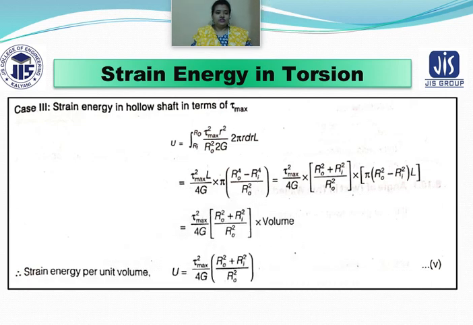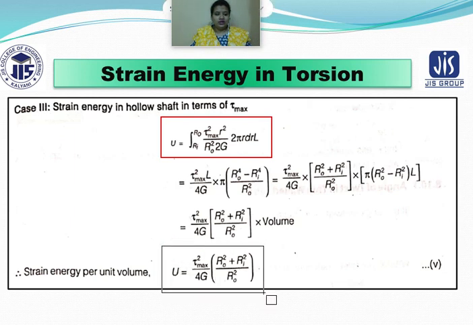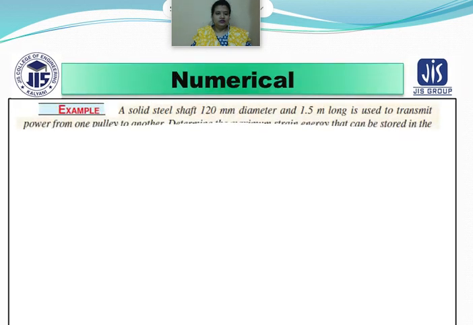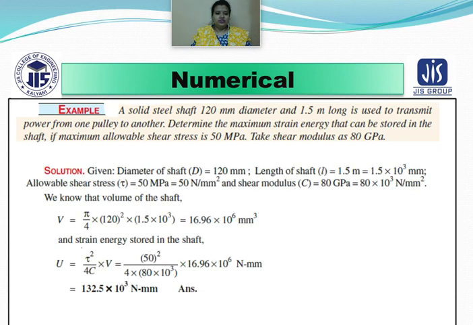And the third case is strain energy for a hollow shaft. When integrating for a hollow shaft, it will not be from 0. Your lower limit will be the inner radius and the upper limit will be your outer radius. So after putting these in, you can obtain the strain energy per unit volume, which is tau max square by 4G into (r0 square plus ri square) by r0 square. r0 is your outer radius, ri is your inner radius.